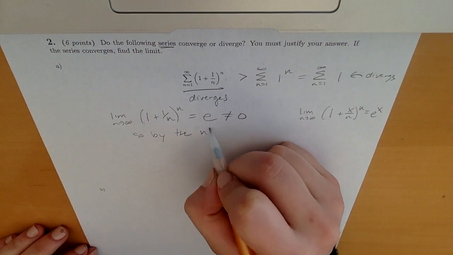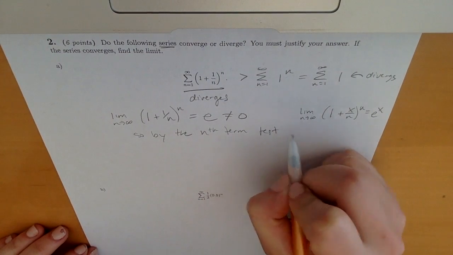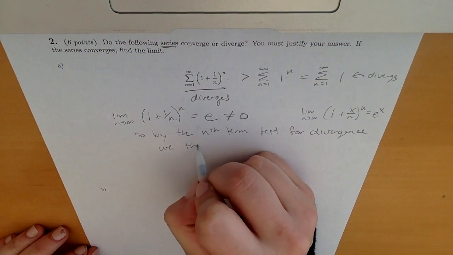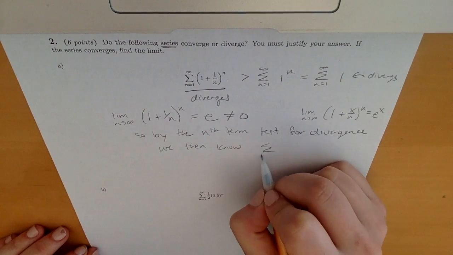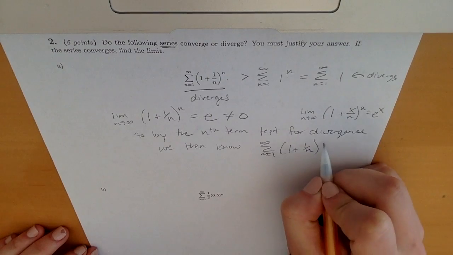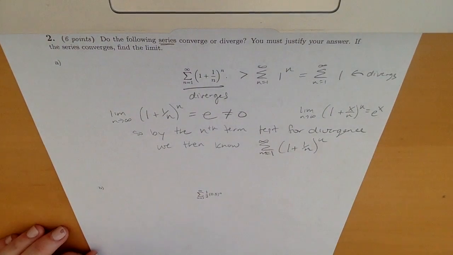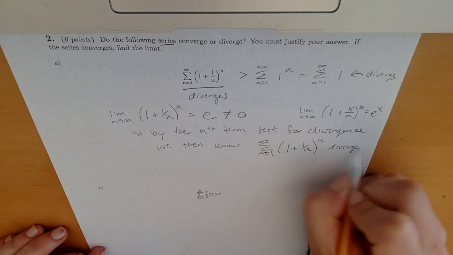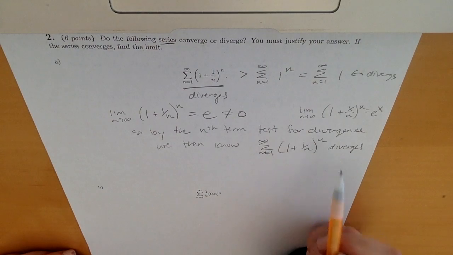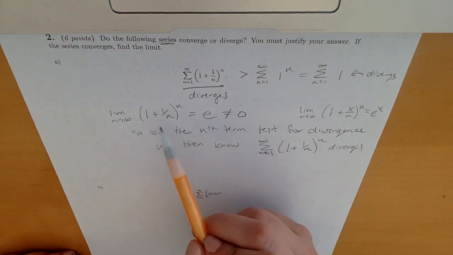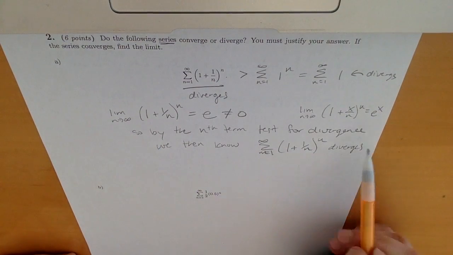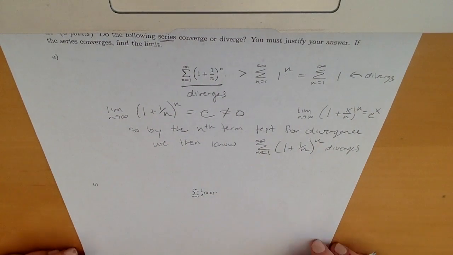So by the nth term test for divergence, we then know that the summation from n equals 1 to infinity of this sequence we looked at, so the series that's associated with the sequence, diverges. Okay, so what the nth term test for divergence says is that if this series was to converge, then the sequence would go to 0. Since the sequence doesn't go to 0, I then know that the series does not converge.